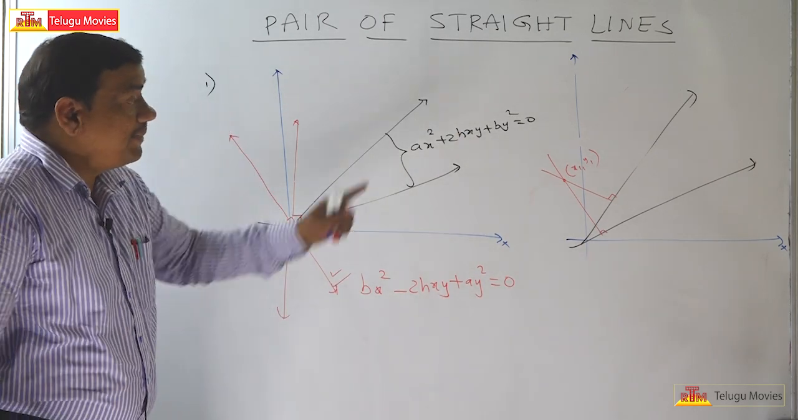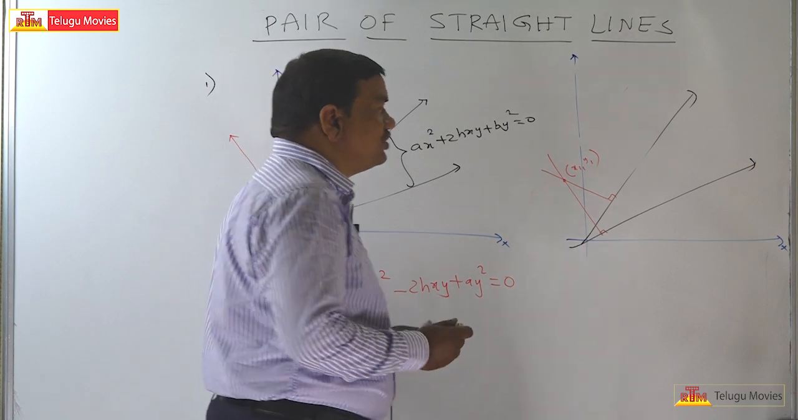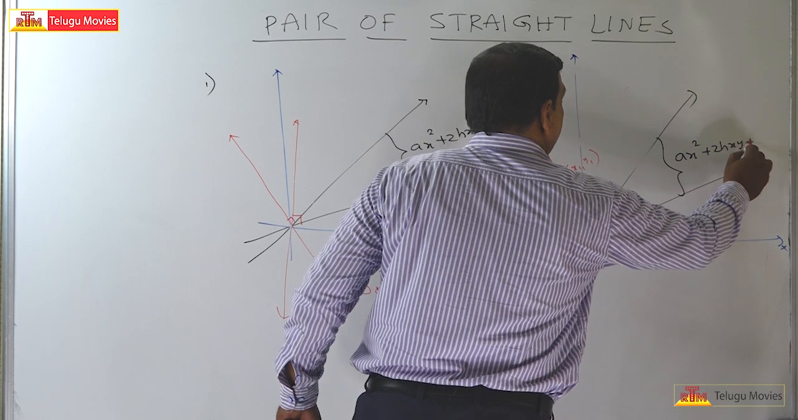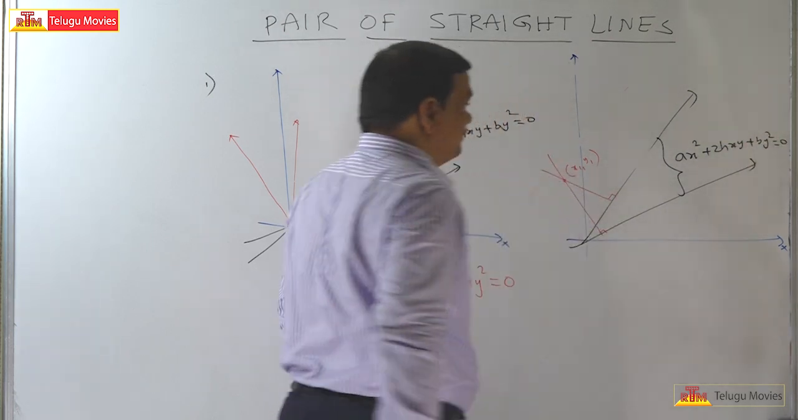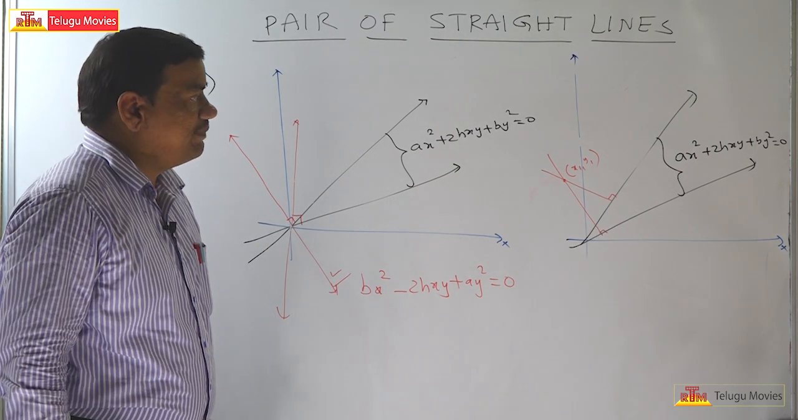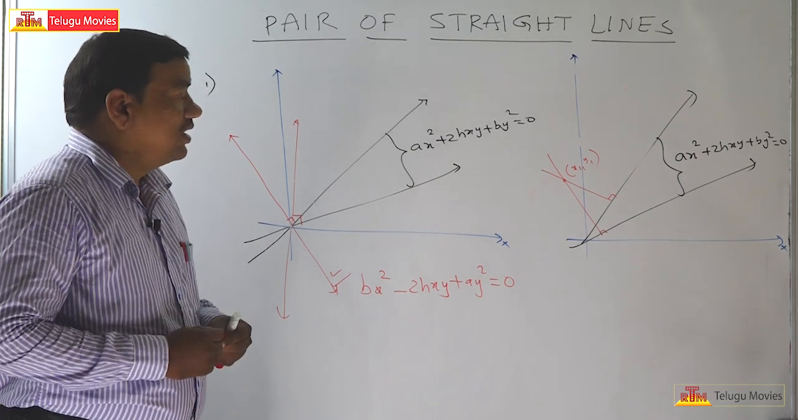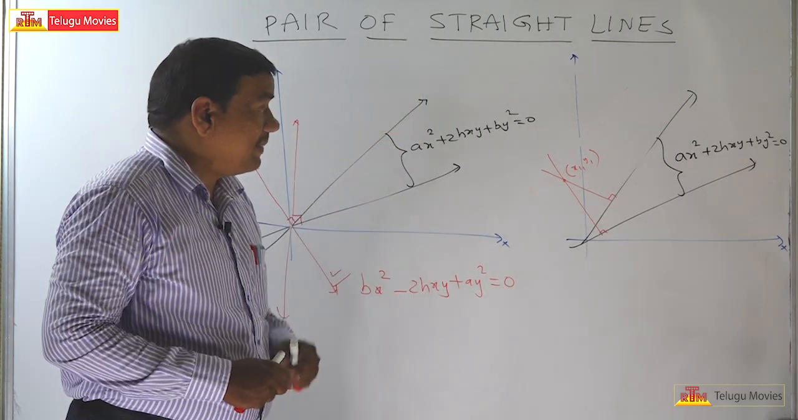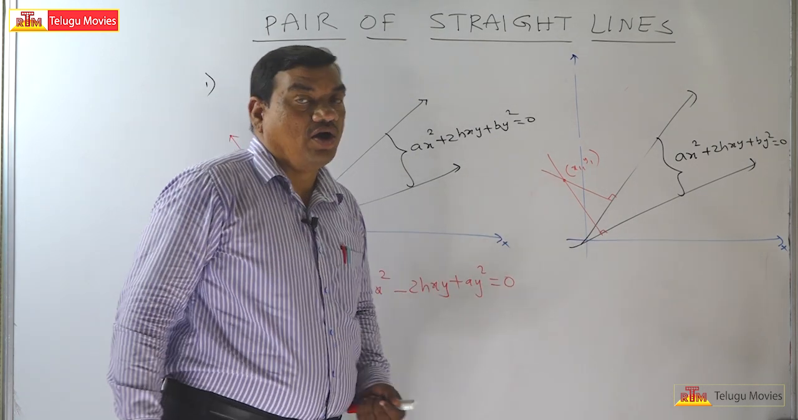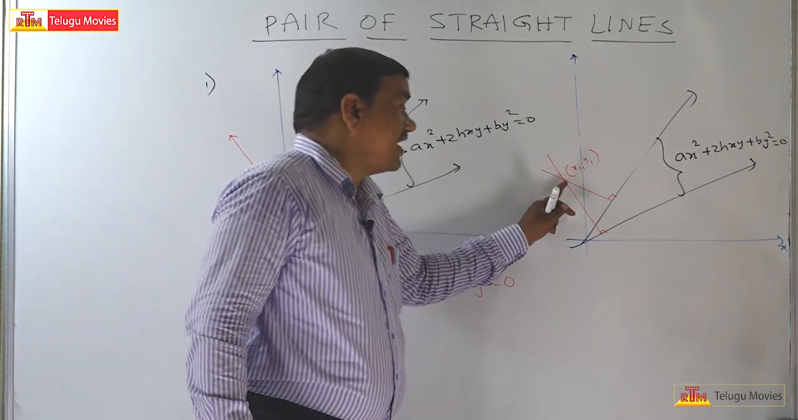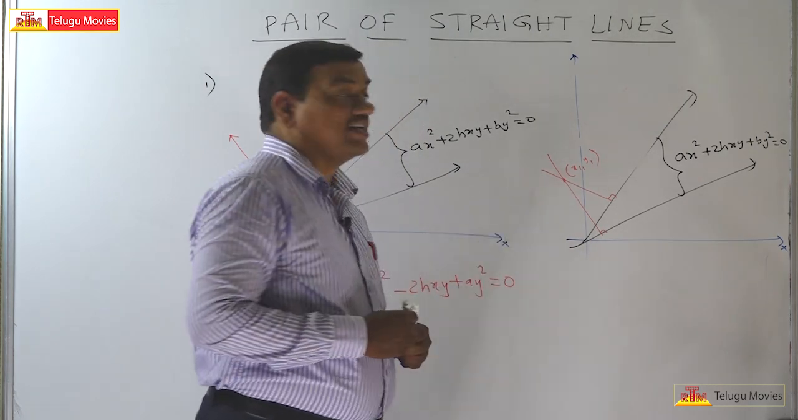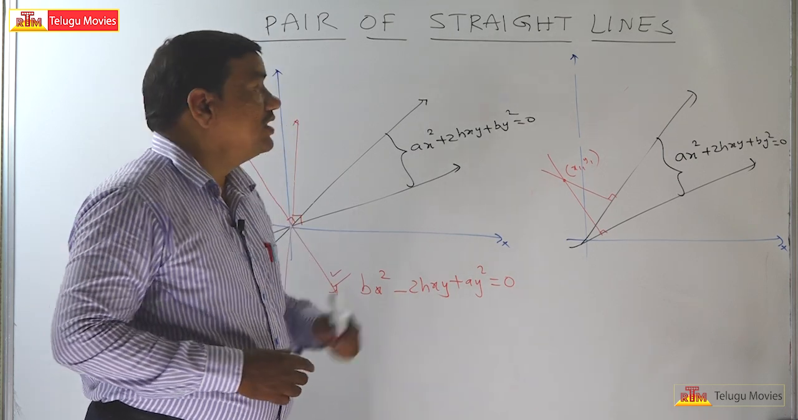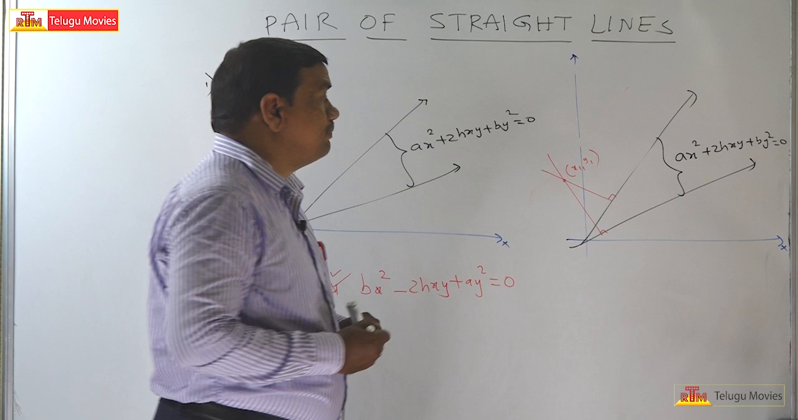Okay now. But here you see, the combined equation of this pair of lines is ax square plus 2hxy plus by square is equal to 0. But here also these two lines are perpendicular to the lines, but they are not passing through the origin. They are intersecting somewhere at x1 comma y1. Then what is the equation of this pair of lines?